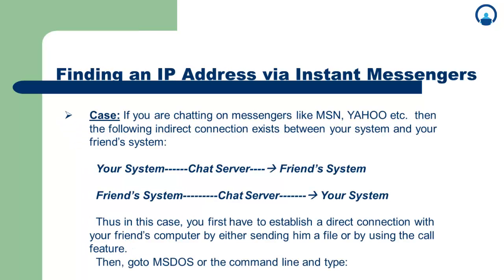Let's see how a hacker finds an IP address via instant messenger. Whenever you chat on Yahoo, MSN, there always exists an indirect connection between your system and the friend's system. Your system directly sends the data to the chat server, then the chat server sends the data to the friend's system, and if you want to receive a reply, the friend's system sends the data to the chat server, then the chat server sends the data back to your system.